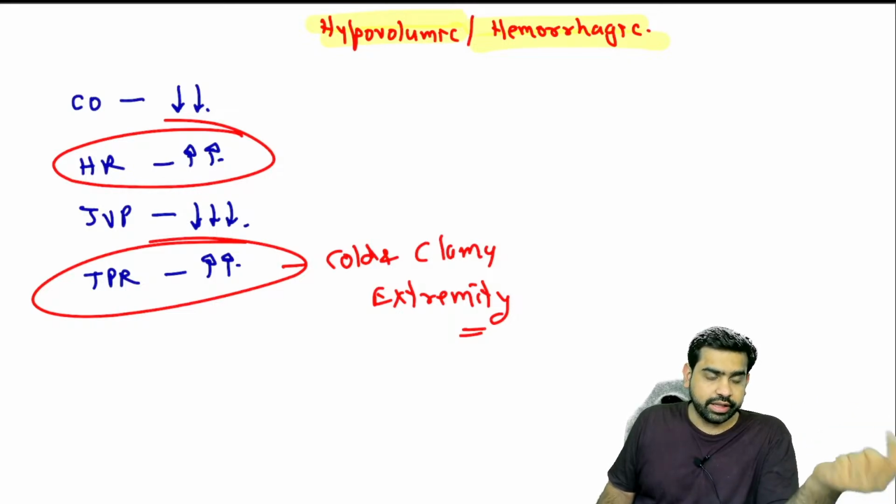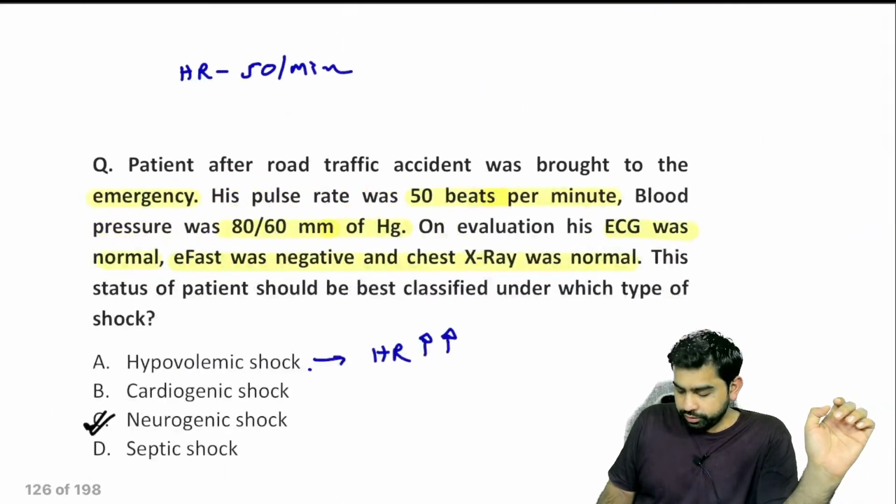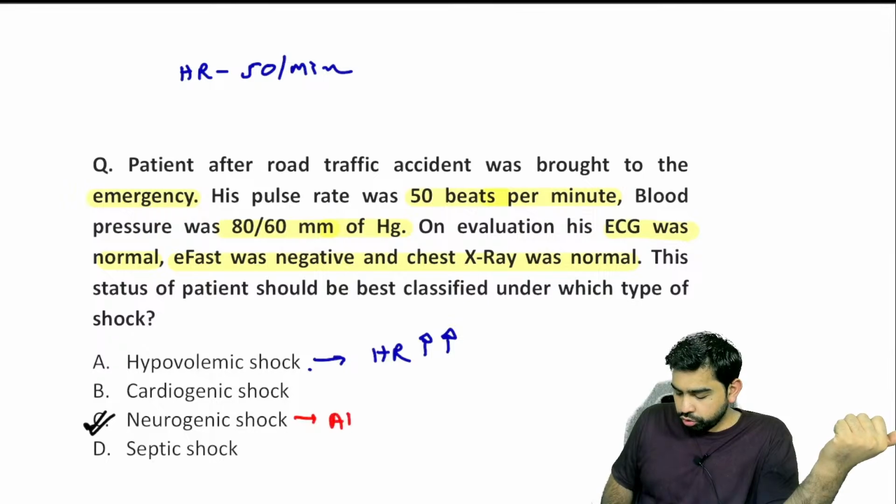Saket, I hope you have understood. You got confused? Okay, that's fine. I hope you have understood it right now. That's what you need to understand: in neurogenic shock, all the parameters are reduced.